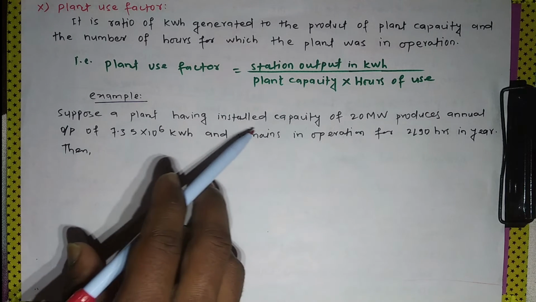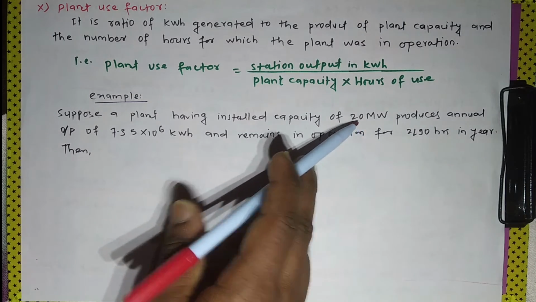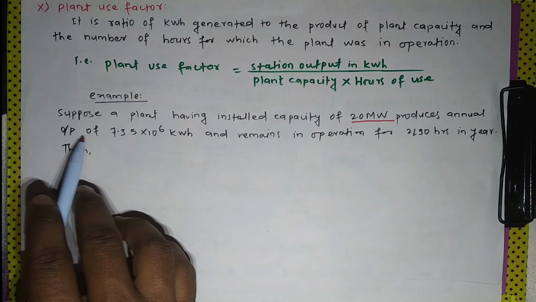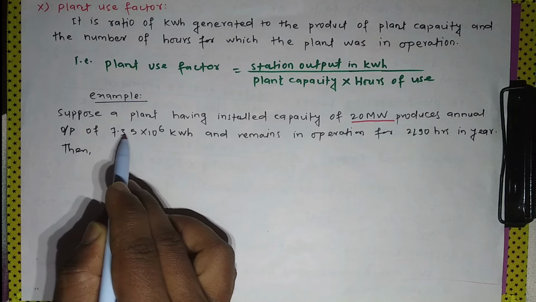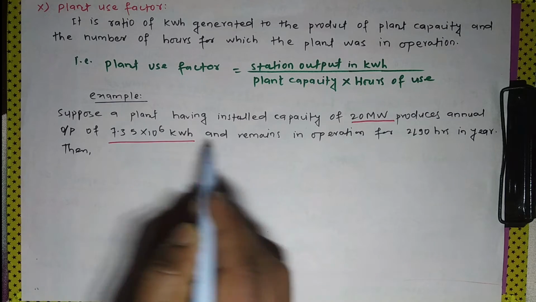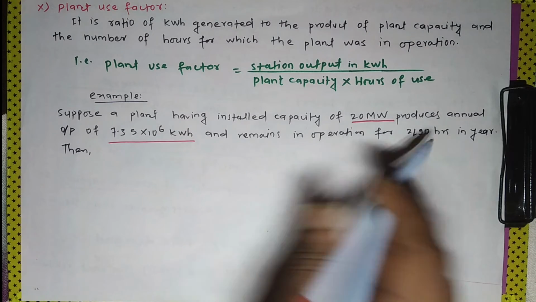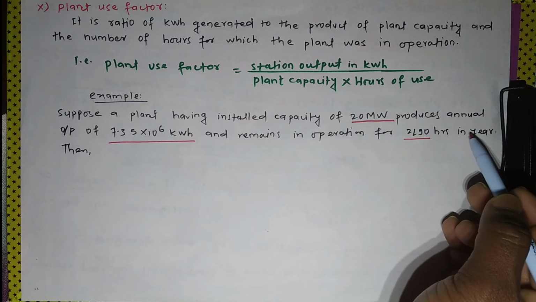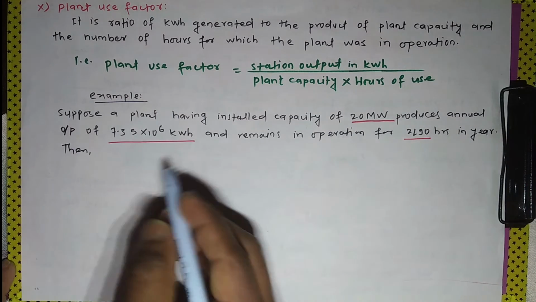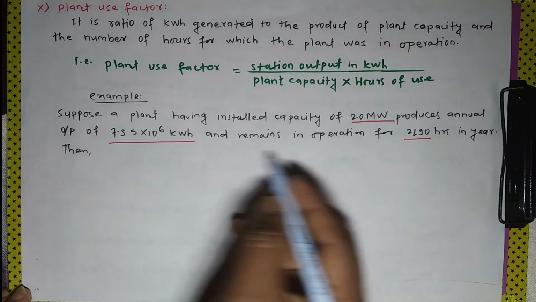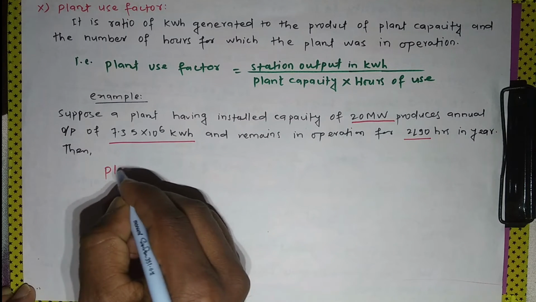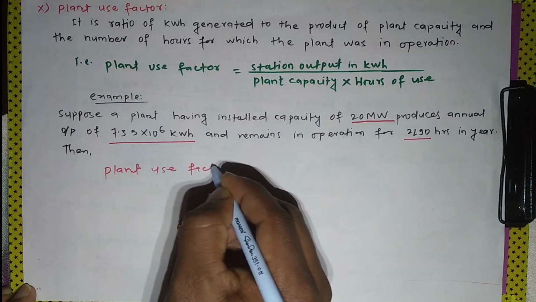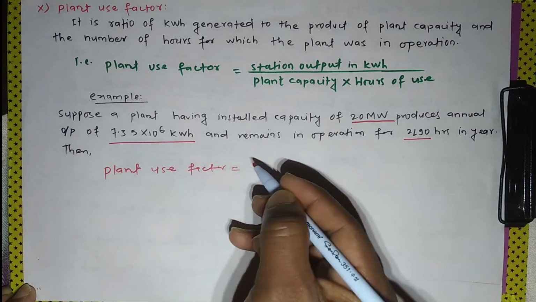Suppose a plant having installed capacity of 20 megawatt produces annual output of 7.35 into 10 to the power 6 kilowatt hour and remains in operation for 2190 hours in a year. Then we have to find the plant use factor.